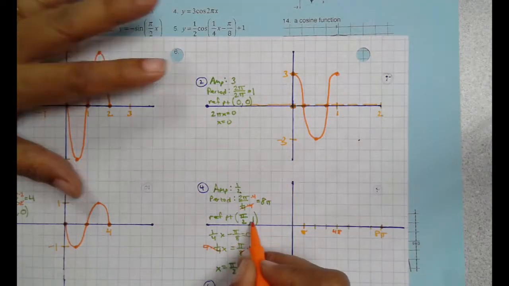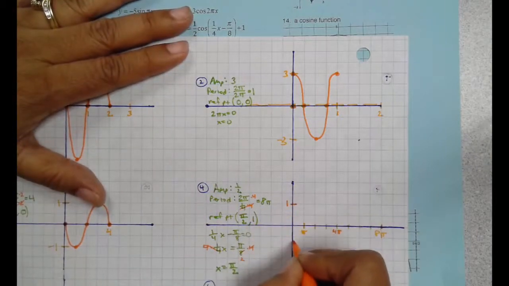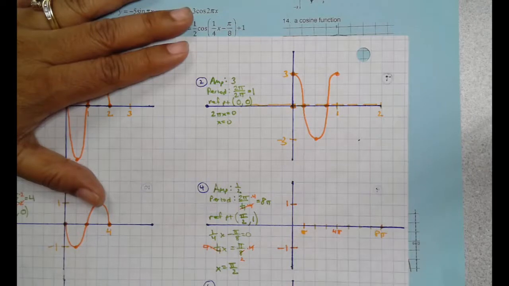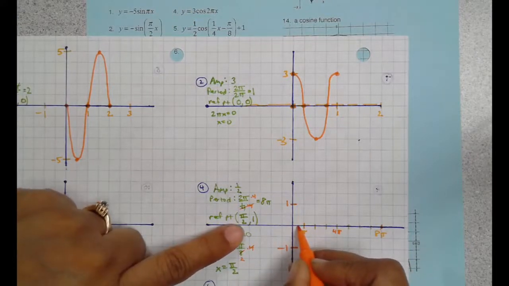So we're going to start at 1 and go up and down a half from there. So I'll go by halves. So this will be 1, and then this will be negative 1. All right, so what I'm going to go ahead and do is start at my reference point, which is pi over 2. So I'll be in between 0 and pi. And then I'm going to start up 1.